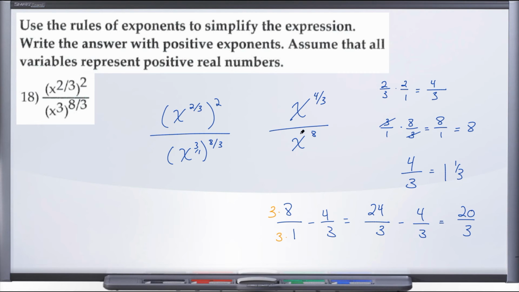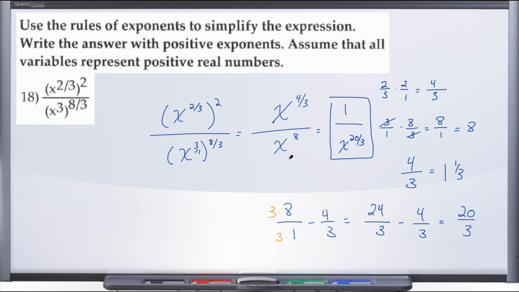And so our new fraction here, and I'll move this over a little bit, is now going to be 1 over x to the 20 over 3. All right, again, we were bottom heavy, so we're going to subtract 4/3 from 8, and our answer is going to end up being in the denominator. And since we cleared our numerator, we have to replace it with a 1.